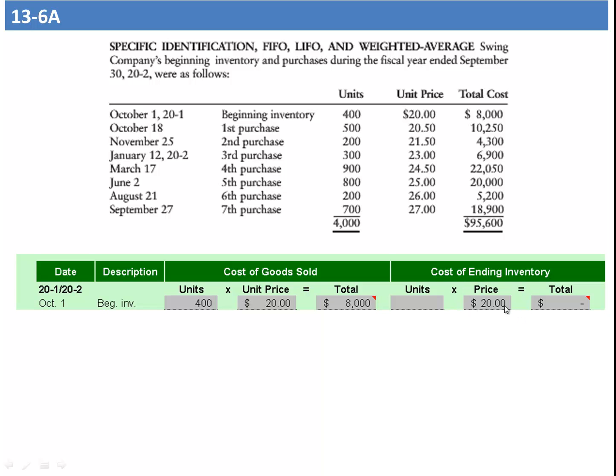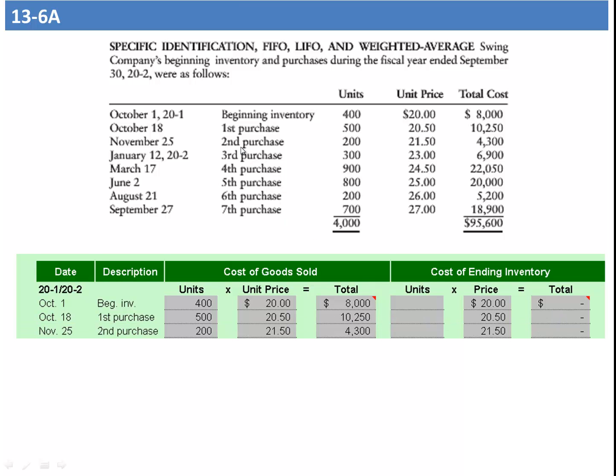So they can only be in one or the other unless we split them up, which you will see here in a minute. So cost of goods sold so far is $8,000, and we don't know our ending inventory, but there's nothing left. We sold all of those units, so nothing from our beginning inventory is going to be calculated in our ending inventory. Then we sold the 500 units that were purchased from the first, so there was only 500 there. We sold all of them, so none of them in our ending inventory. Then we sold all 200 from our second purchase, so there are none left in our ending inventory.